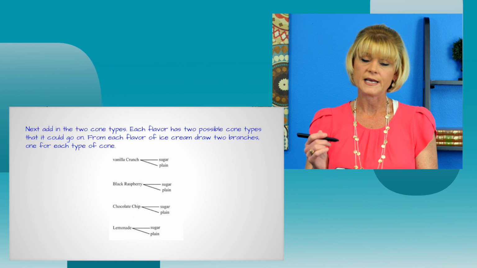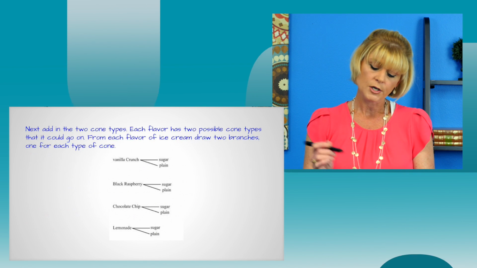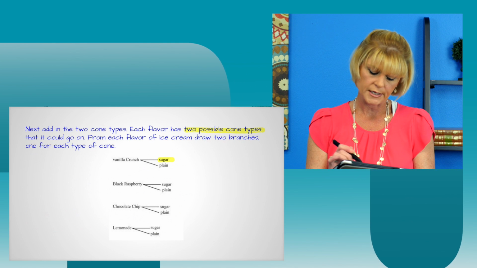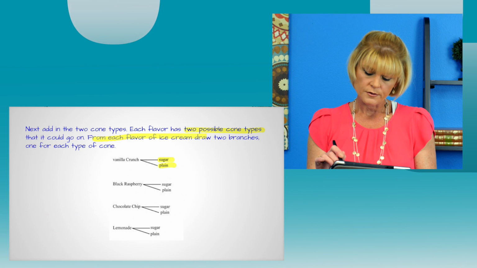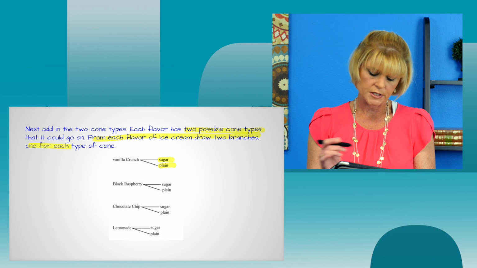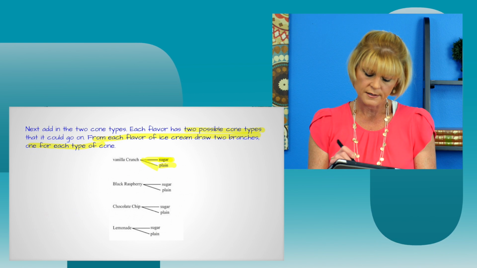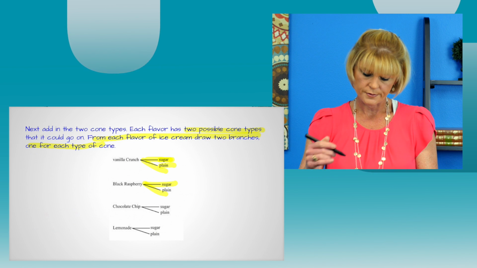Next, what we're going to do is add the 2 cone types. Now, each flavor has 2 possible cone types. Remember, sugar and plain. So, from each flavor of ice cream, we're going to draw 2 branches, 1 for each type of cone. So, vanilla crunch, sugar, plain, black raspberry, sugar, plain, and so on and so forth.